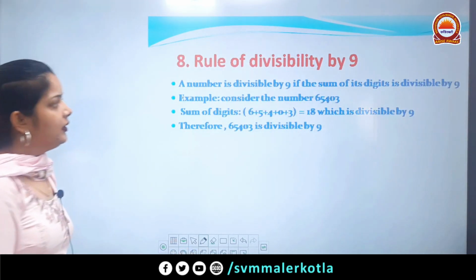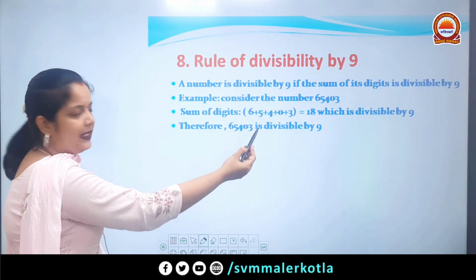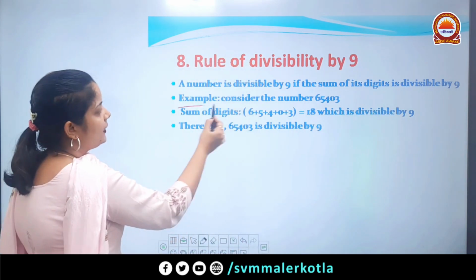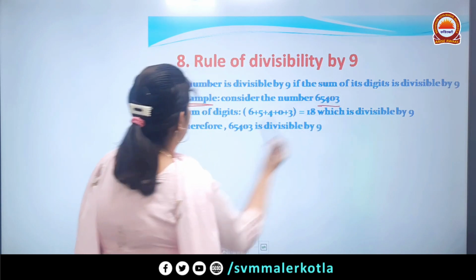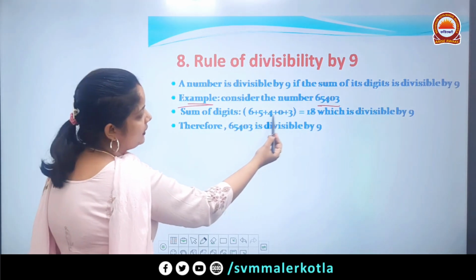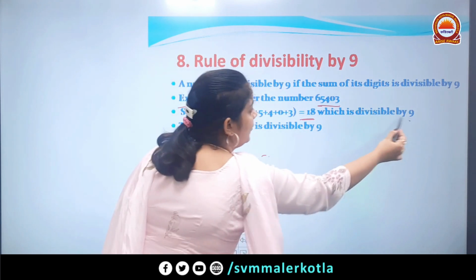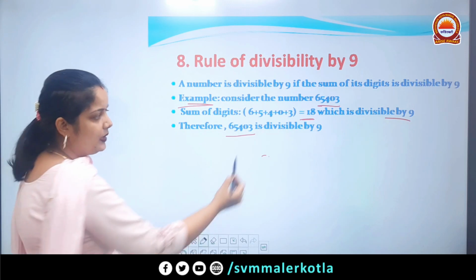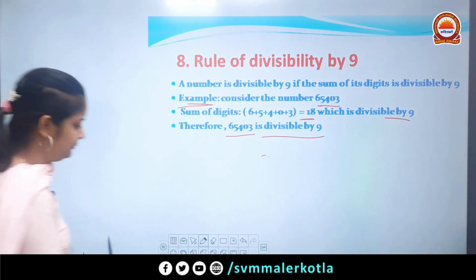Next, the rule of divisibility by 9. A number is divisible by 9 if the sum of its digits is divisible by 9. For example, consider the number 65403. Sum of the digits is 6 plus 5 plus 4 plus 0 plus 3, that is equal to 18, which is clearly divisible by 9. So therefore, this whole number 65403 will be divisible by 9. So this is the divisibility rule by 9.